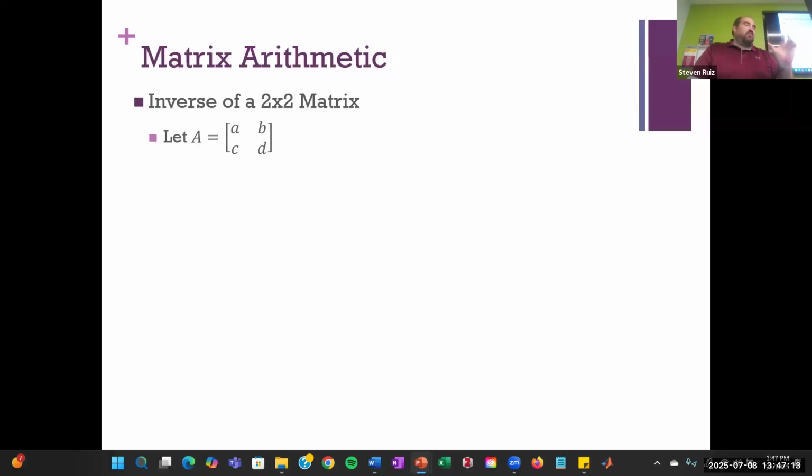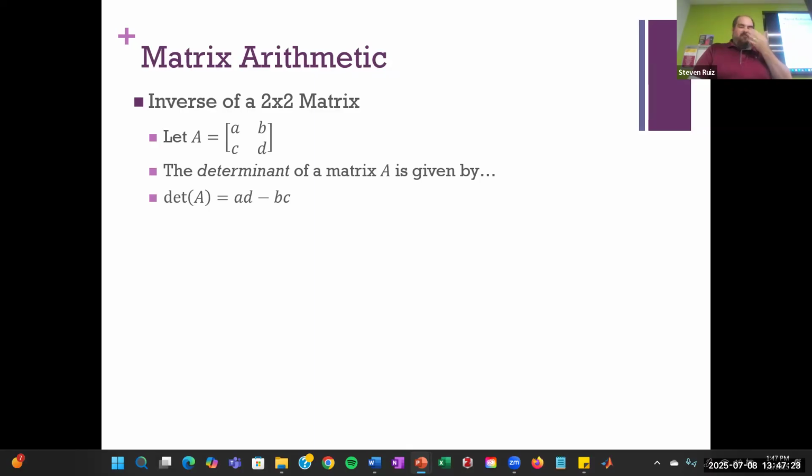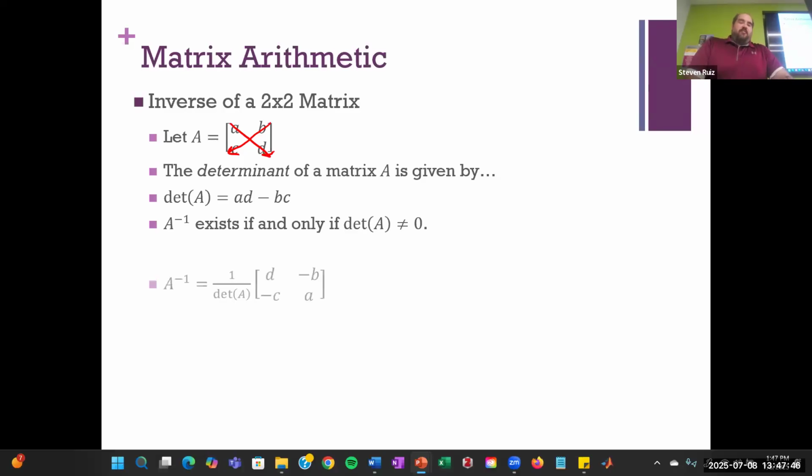So if A is a generic 2x2 matrix, every square matrix has a thing called a determinant. Basically that comes from taking this product along the major diagonal, A times D, minus this product B times C. Your matrix has an inverse if that determinant is anything but 0. And hopefully that'll be clear when I show you what the inverse is.